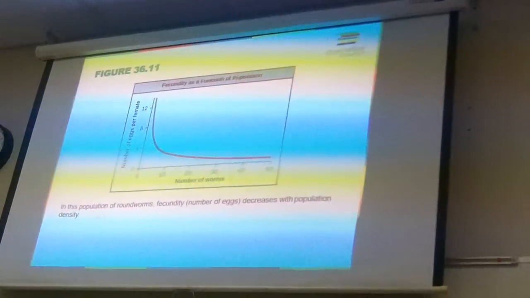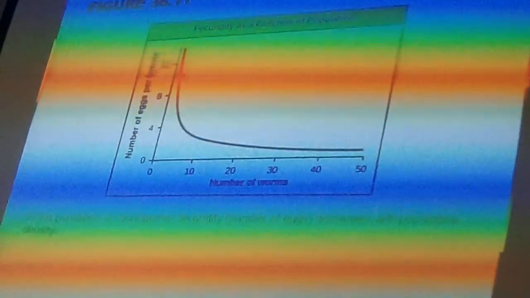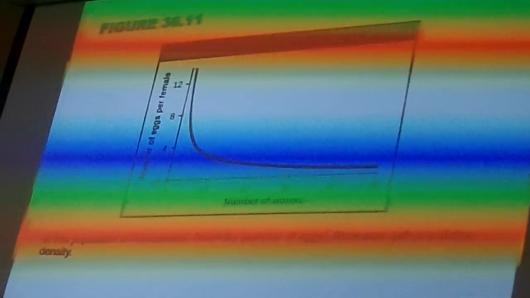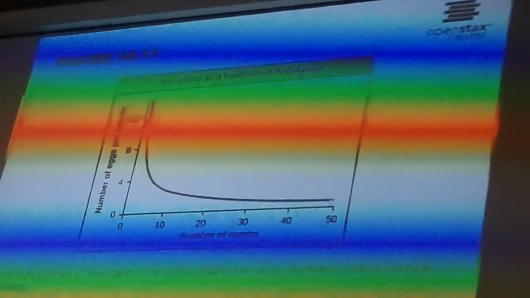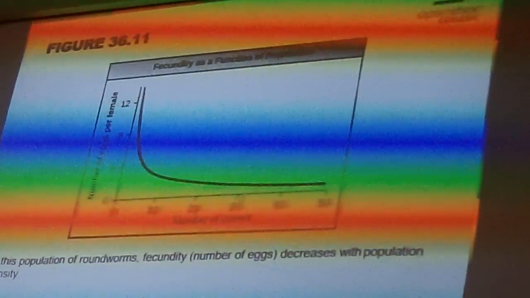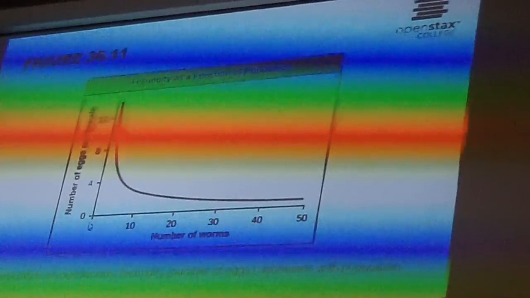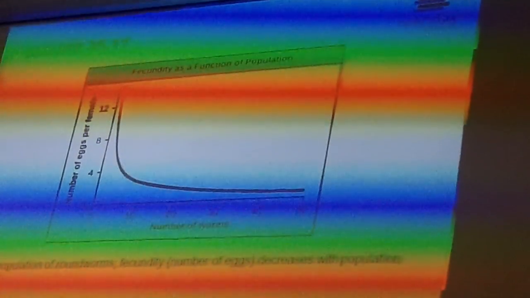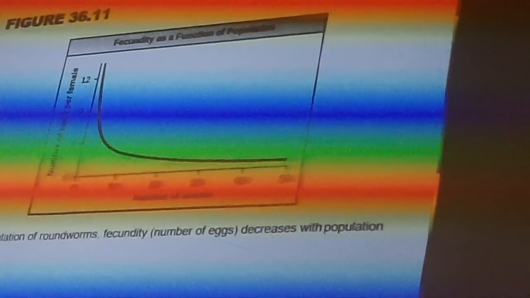Take notes. So you can see these are some worms here. If the worms have a low population density, they'll lay a lot more eggs. If the worms have a high population density, they'll lay much fewer eggs. So there's something about the worm's biology that says don't lay a lot of eggs if there's a lot of worms around. Probably the kids wouldn't survive, right? There's too much competition for food from the larvae.